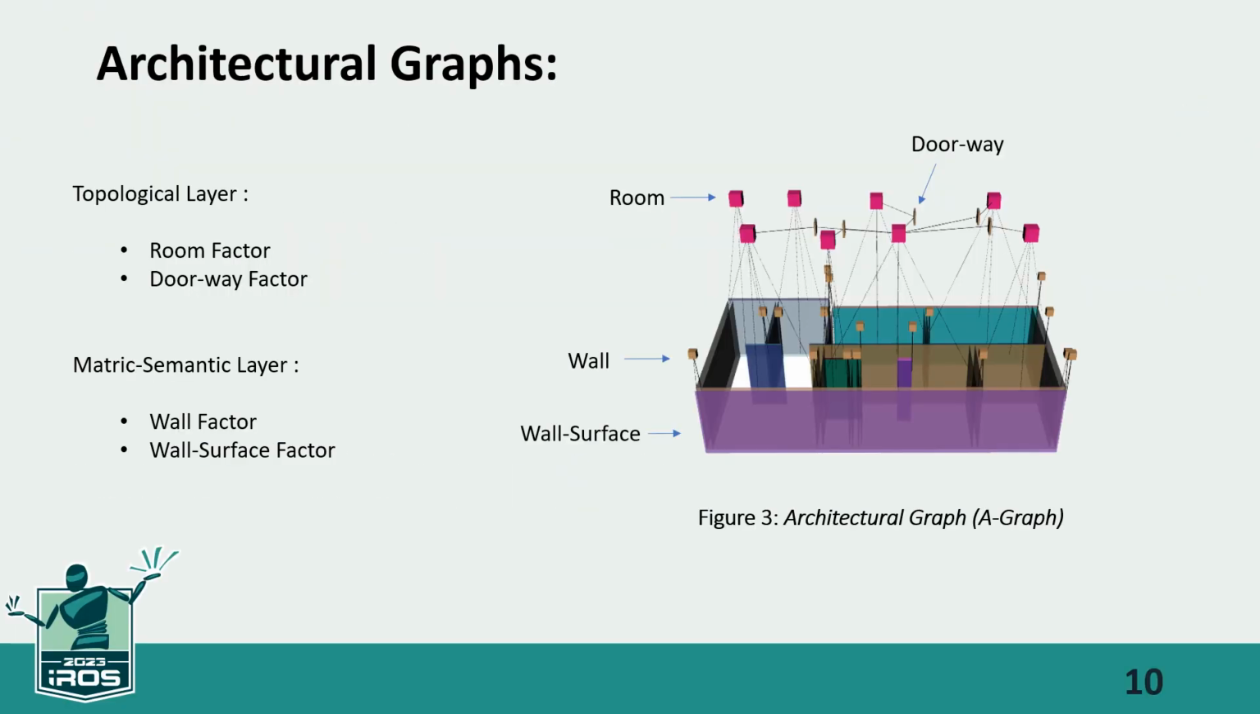Architectural graphs are created from the information extracted from the BIM model. Architectural graph has two layers, a topological layer and a metric semantic layer. Topological layer has two factors, a room factor and a doorway factor. A doorway factor constrains two rooms to each other. In the metric semantic layer, we also have two factors, a wall factor and a wall surface factor. A wall factor constrains two surfaces of the same wall to each other.